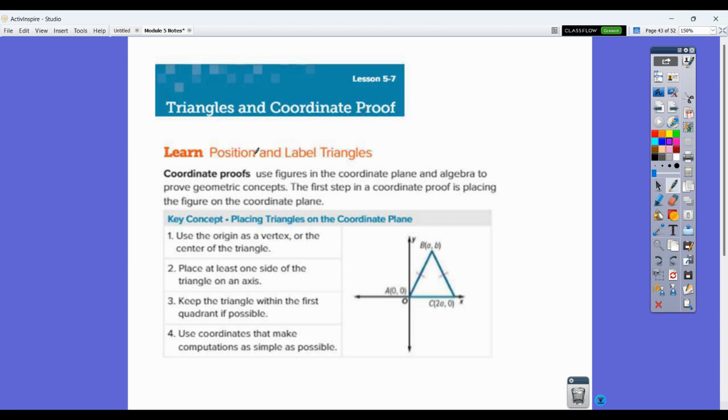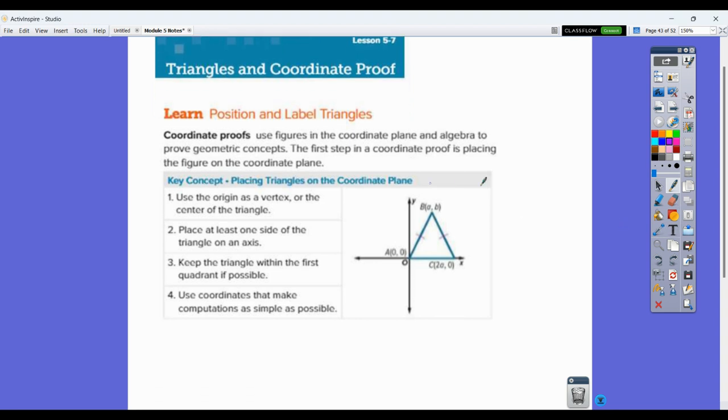So first thing that we have to do with triangles and coordinate proof is talk about positioning and labeling the triangles. So this is the part we'll start with. Coordinate proofs use figures in the coordinate plane and algebra to prove geometric concepts. The first step in a coordinate proof is placing the figure in the coordinate plane.